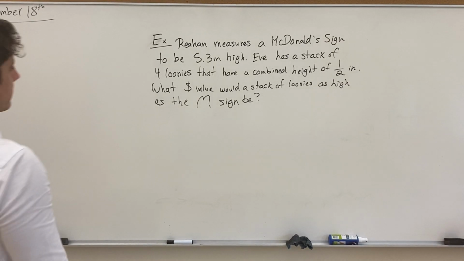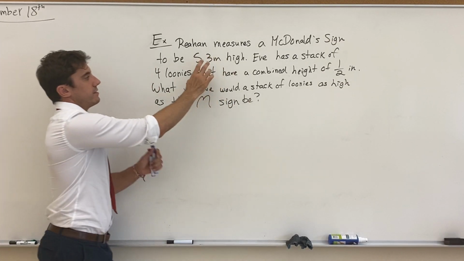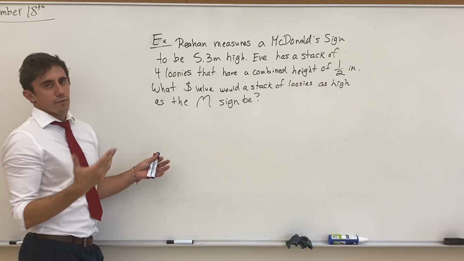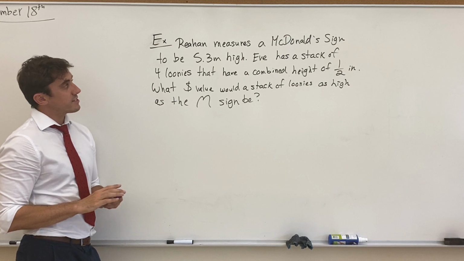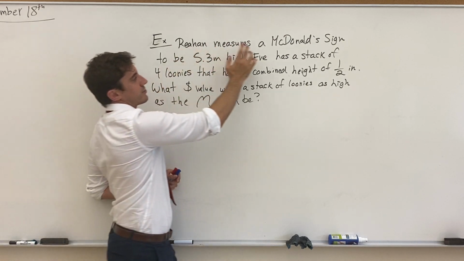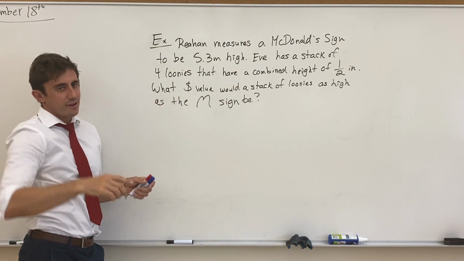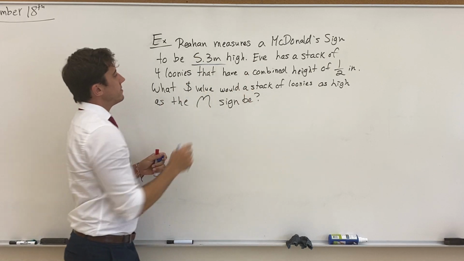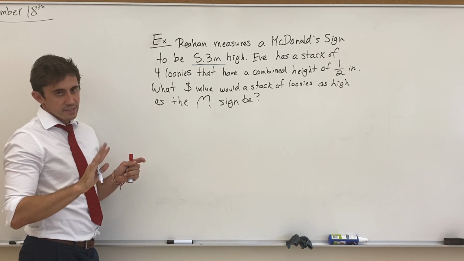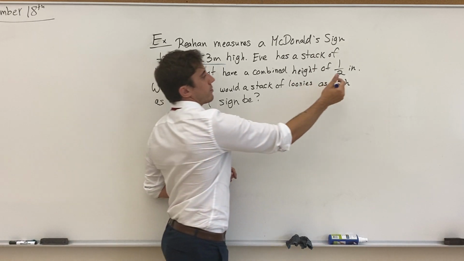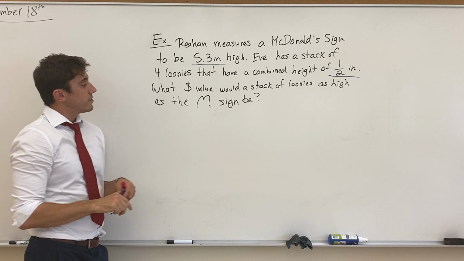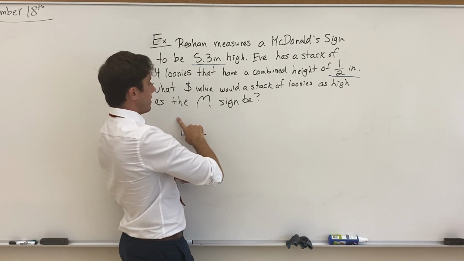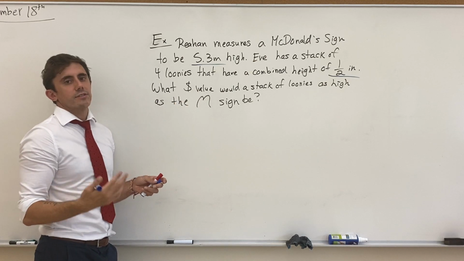Good afternoon, everyone. Today we're going to do an example where we compare the SI units in the metric system and the imperial units to solve a problem. Okay? So here's the situation I'm in. Brian measures the McDonald's sign, big M, on the street to be 5.3 meters high. And then Eve notices that she has a stack of 4 loonies that altogether have a combined height of half an inch. Okay? So our question is, what monetary value, what dollar value, would a stack of loonies as high as the McDonald's sign actually be?